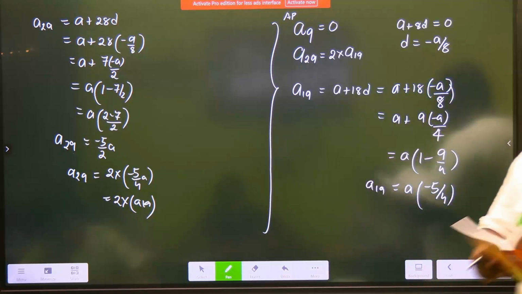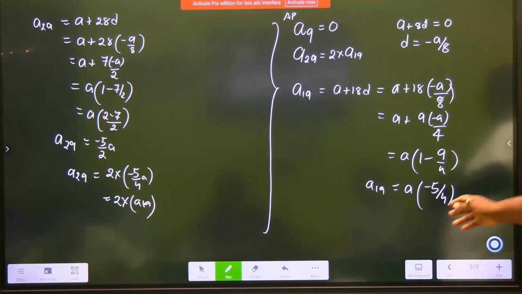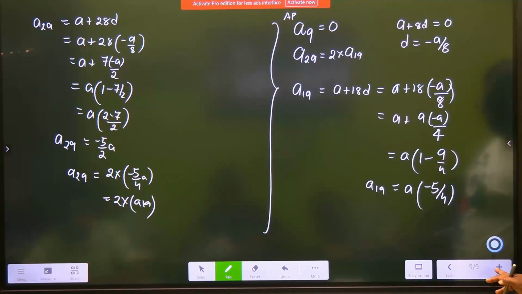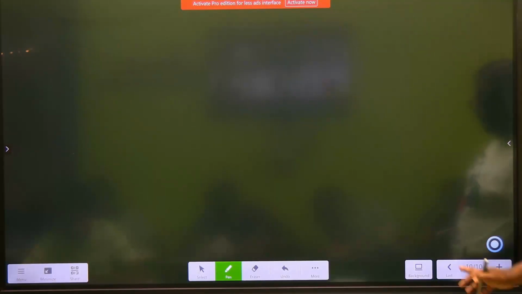Okay, one more important problem. Is this done? Are understood? Okay, one more. Shall I?